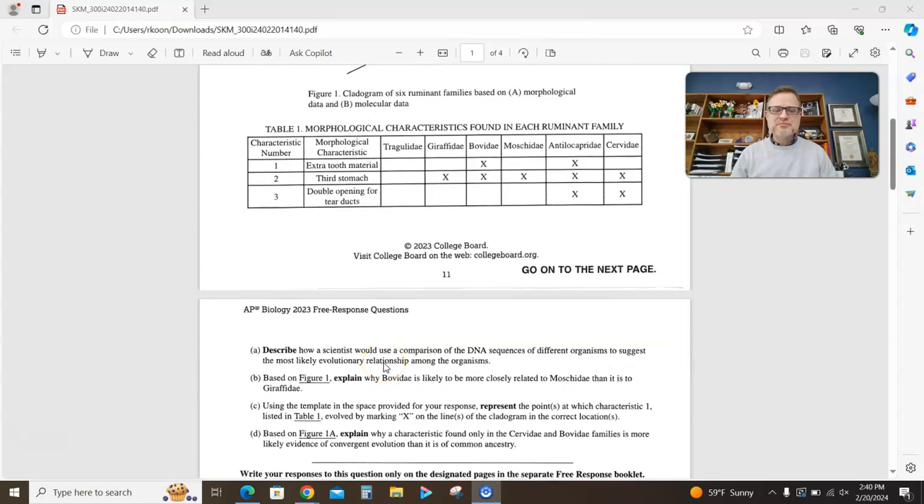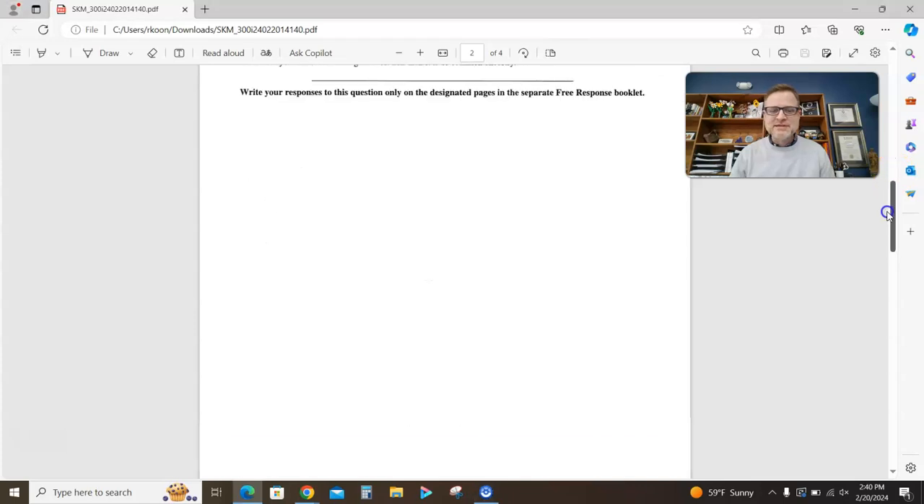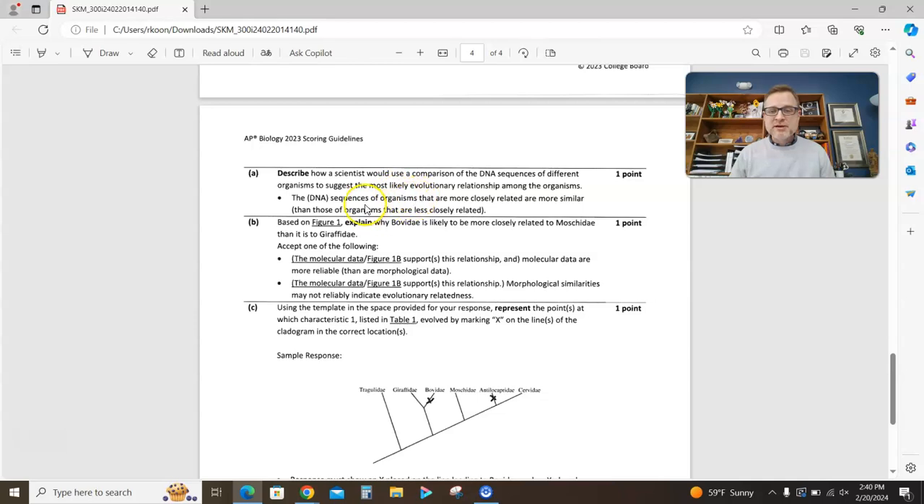All right, question A. Describe how a scientist would use a comparison of the DNA sequences of different organisms to suggest the most likely evolutionary relationships among the organisms. Part A doesn't even require looking at the cladogram. I'm going to scroll up and down a bunch on this one, so I apologize if this makes anyone a little bit dizzy. So if you look at the rubric, DNA works because DNA between closely related species is more similar. All you had to say was that the more similar you are, the more closely related you are, the more similar the DNA sequences are going to be.